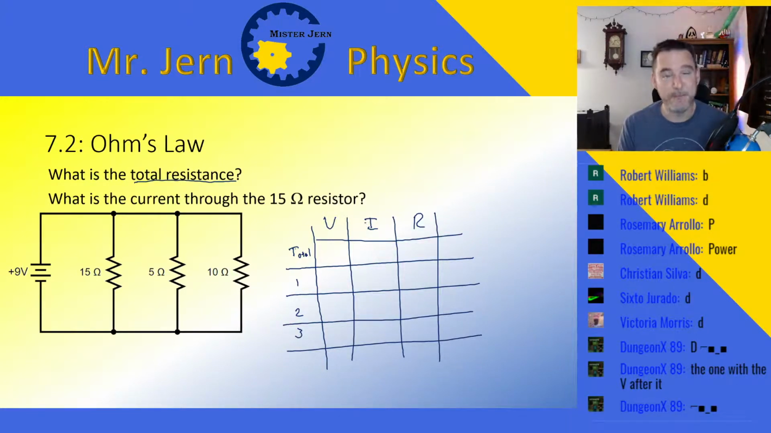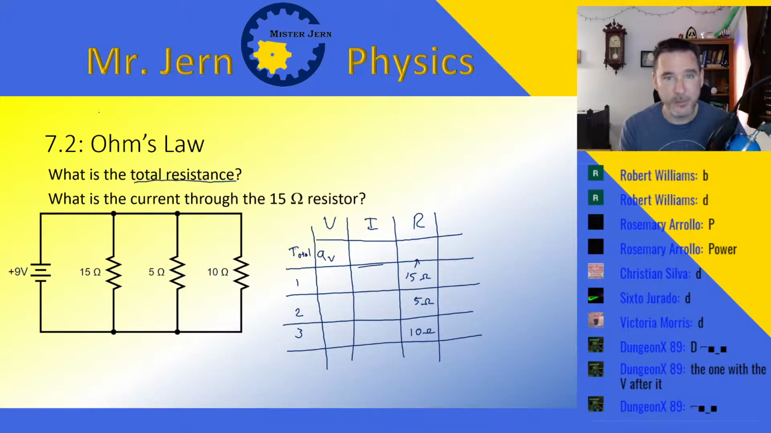Let's do the thing. So the givens: 9 volts, and we've got resistances of 15 ohms, 5 ohms, and 10 ohms. Okay. Oops, that line didn't need to be there. What is the total resistance?